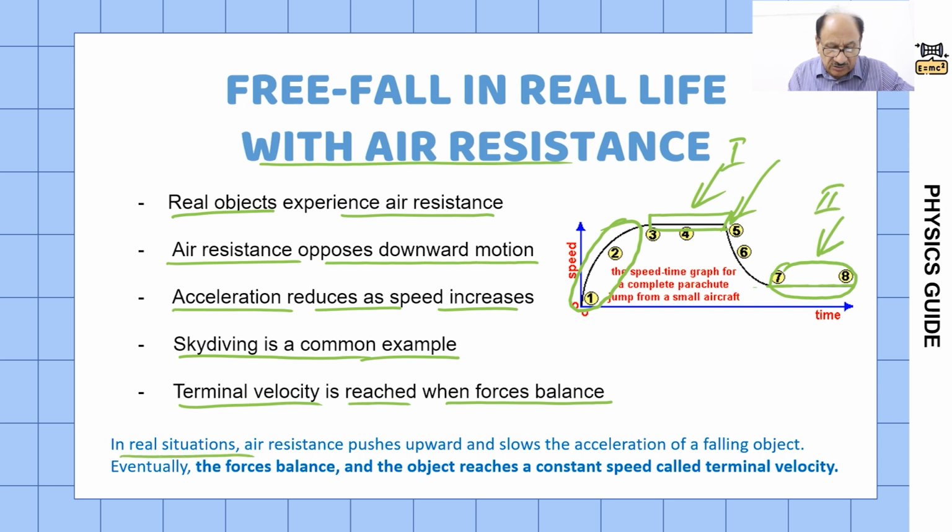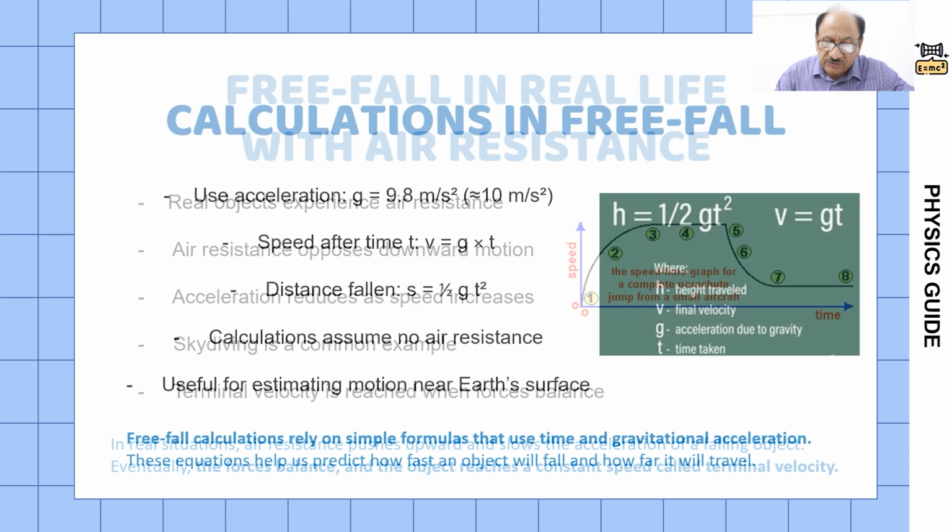In real situations, air resistance pushes upward and slows the acceleration of a falling object. Eventually, the forces balance and the object reaches a constant speed called terminal velocity.